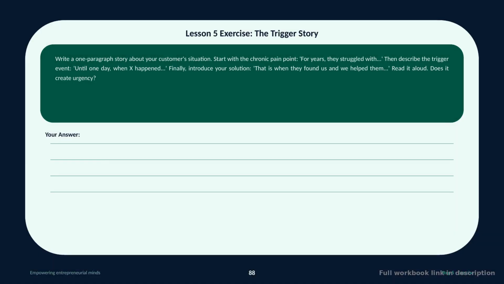For this exercise, write a 1-paragraph story about your customer's situation. Start with the chronic pain point. For years, they struggled with. Then describe the trigger event, until one day, when X happened. Finally, introduce your solution. That is when they found us, and we helped them. Read it aloud. Does it create urgency?